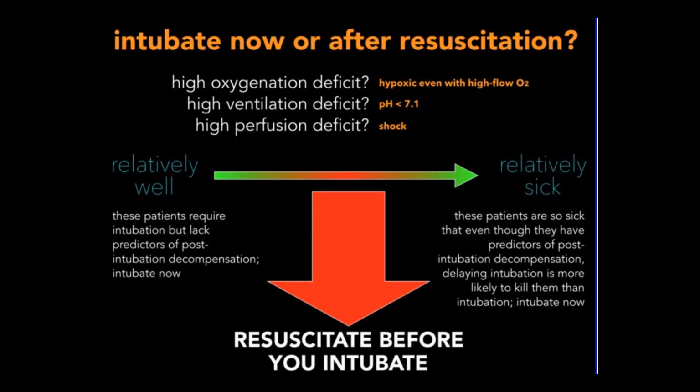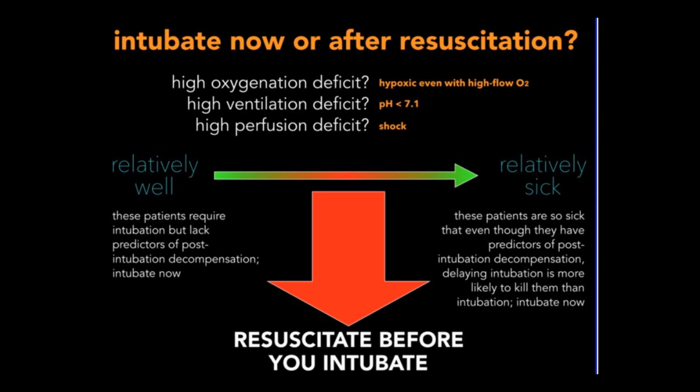Then there's the patient who needs to be resuscitated before you even think about giving them a paralytic. Once we give a paralytic, we're going to take away a lot of sympathetic tone. That sympathetic tone may be what's keeping them alive. If we take away tone in somebody who's already on the edge, you're going to push them straight over the edge, and they're going to have a bad outcome. So resuscitate these patients with high oxygen deficits, high ventilation deficits, and shock before you try and intubate them, unless they fall into that category of so sick that they can't wait.